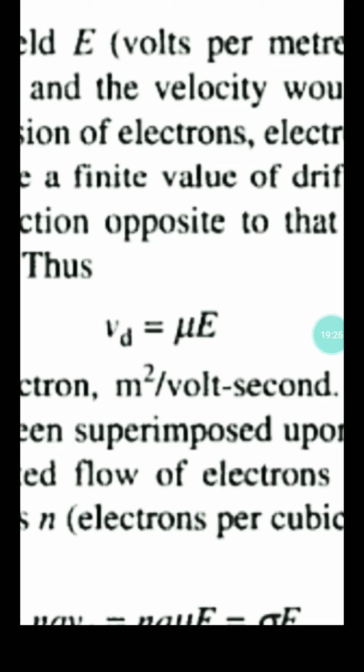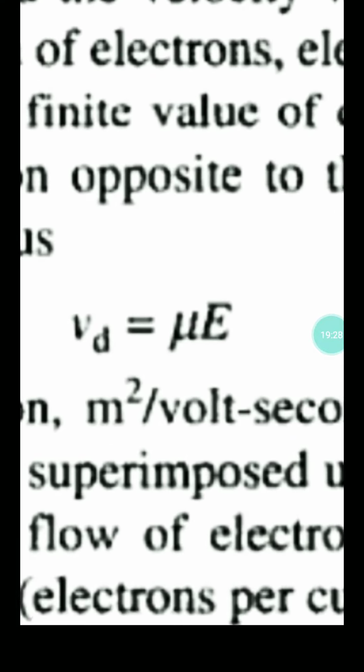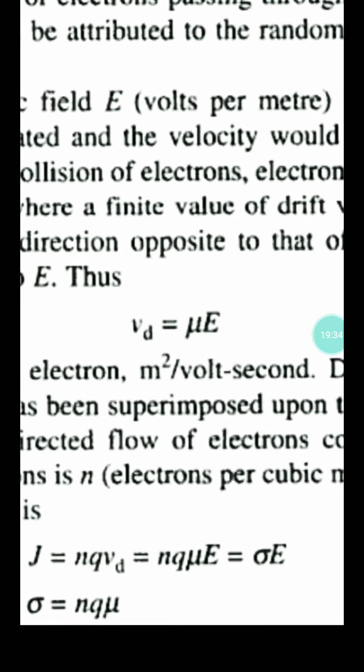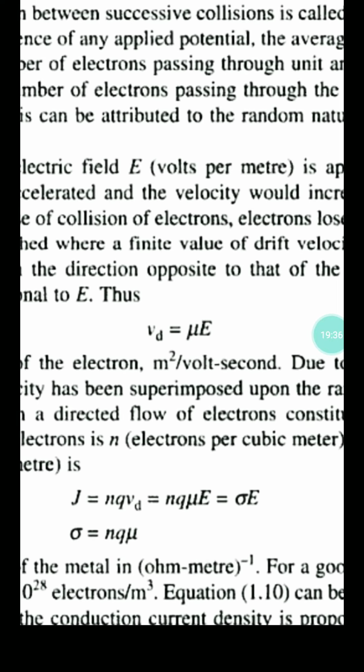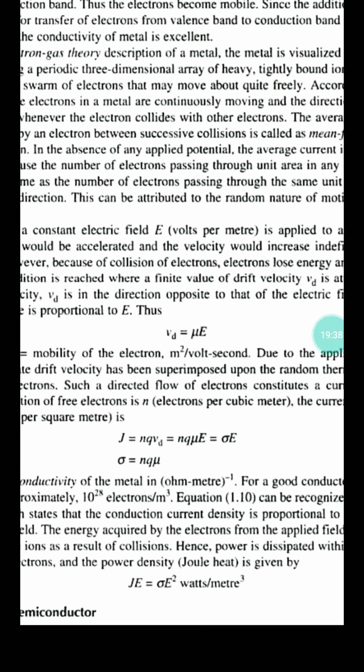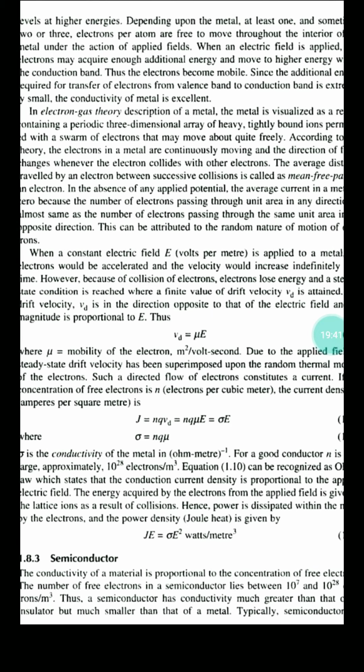That's why we can derive one expression: Vd equal to mu E bar. Here Vd is the drift velocity, mu is mobility, and E bar means electric field. Due to the applied electric field, electrons try to move towards the supply, towards the load. So the electrons move freely due to the velocity.